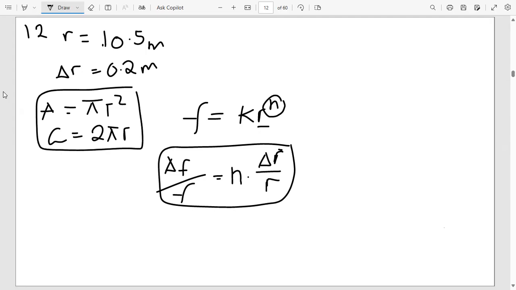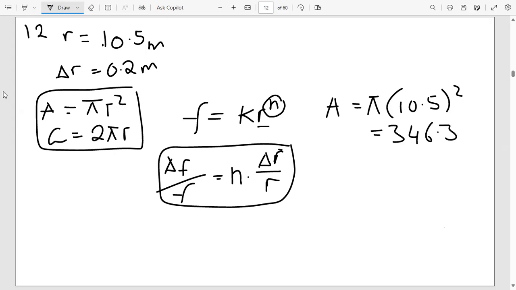So what am I going to do? I'm going to plug in to find my area. So area is equal to what? Area is equal to pi multiplied by 10.5 squared. So area is going to be equal to 346.36 meters squared. Square meters, like this.